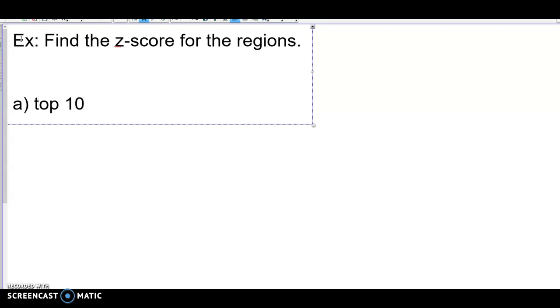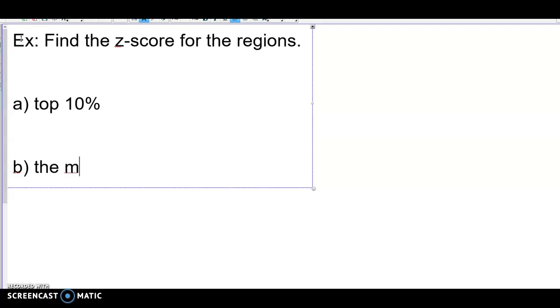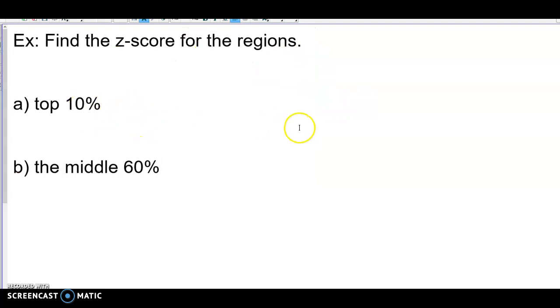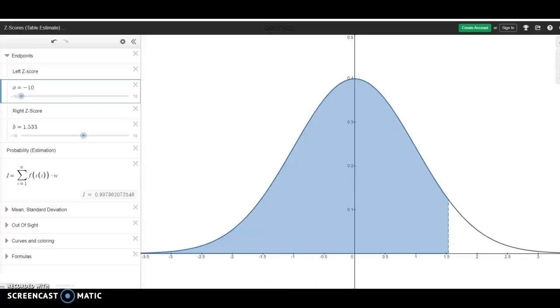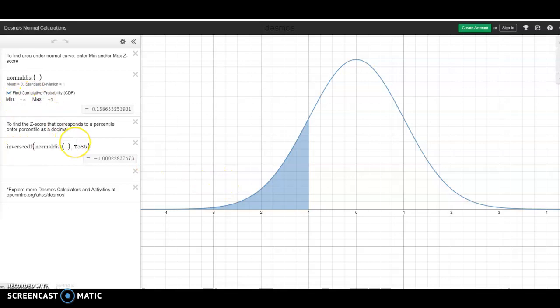So for part A, we're going to find the top 10%. For part B, we're going to find the middle 60%. Okay, so when we're talking about the top 10%, realistically, that top 10% would be at 90%. So we want 90% down. Okay, so we're going to go to a different one. When you're doing this, you need to notice it says to find the z-score that corresponds to the percentile, enter the percentile as a decimal. So we want the 90%. So I'm just going to put in 0.9 and I get my z-score of 1.282.